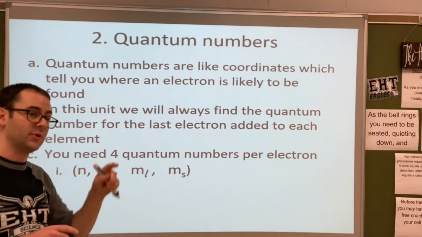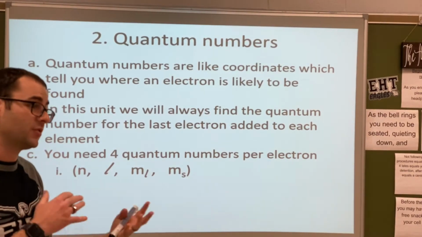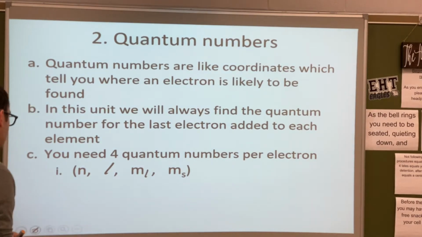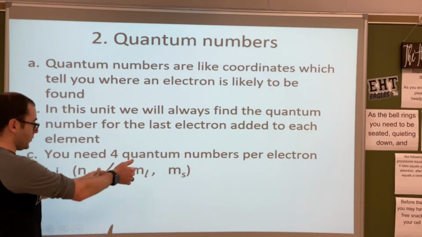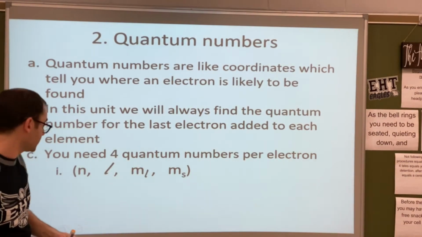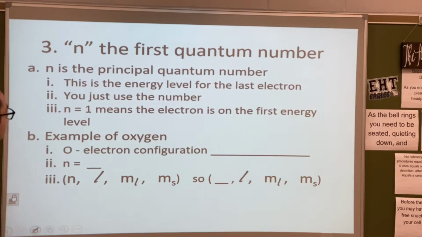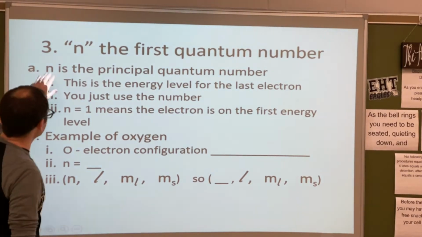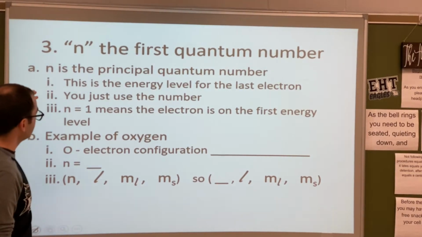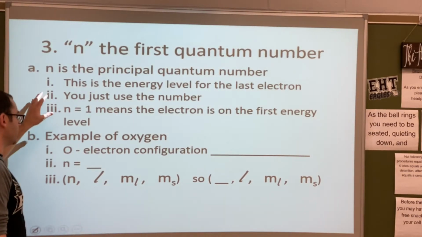So like in math, when you're doing the x and the y-axis, you have 2 numbers, right? Because atoms are 3-dimensional, and because of the way that the electrons move, we actually need to have 4 different numbers for this, all right? Okay, so n is the first quantum number, which we talked about. It's the energy level, right? So n is called the principal quantum number. This is the energy level for the last electron. You just use the number, all right?